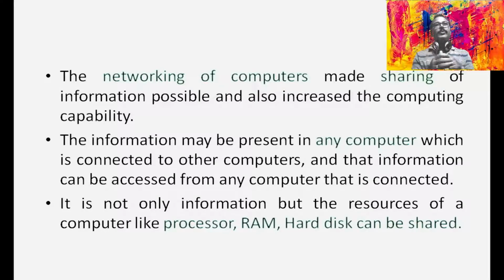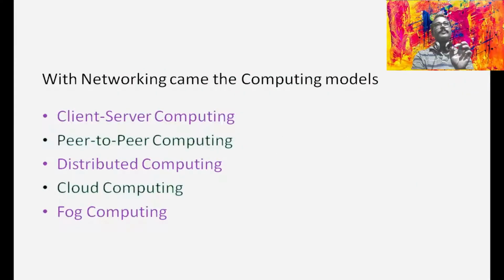You can get your program executed in some other system and get the results. You can store your programs in some other system also, provided that the user of the computer permits. So sharing of information and sharing of resources. So with the networking came the computing models: client server, peer-to-peer, distributed, cloud, and then fog computing.